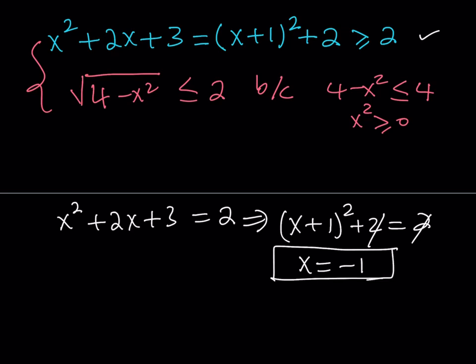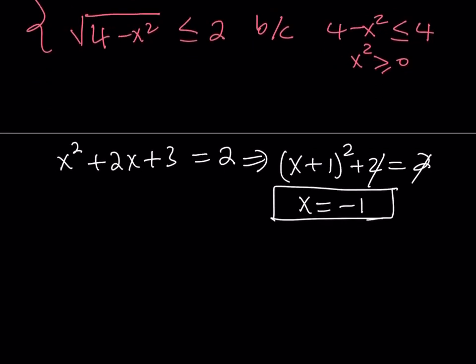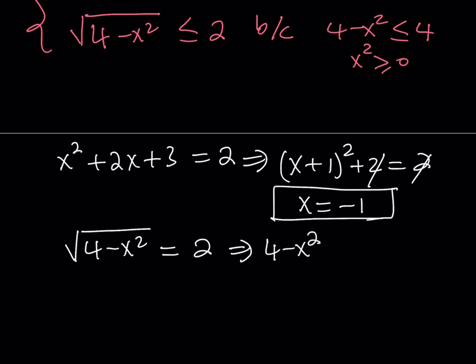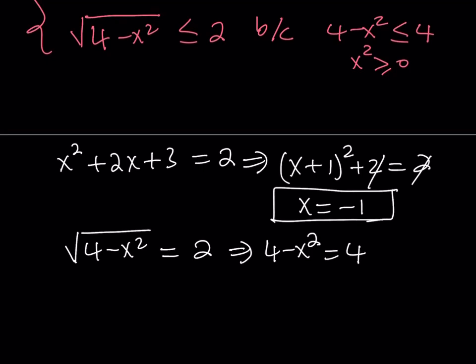Let's take a look at the second one, which is the radical. We said that the square root of 4 minus x squared needs to equal 2, because that's the only way the left-hand side and the right-hand side are going to equal each other. So if you square both sides, in this case it's okay, 4 minus x squared is going to equal 4, and from here you get x squared is equal to 0, which implies that x is equal to 0.